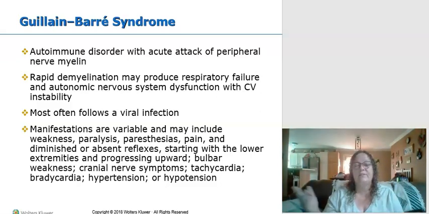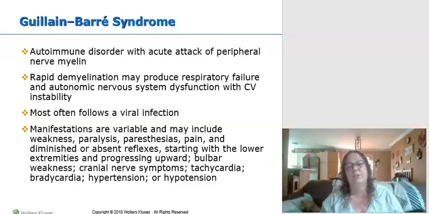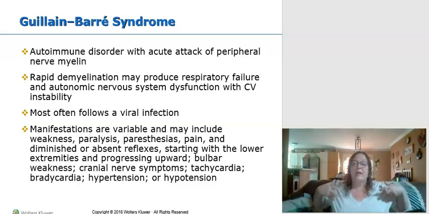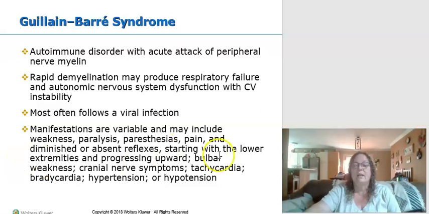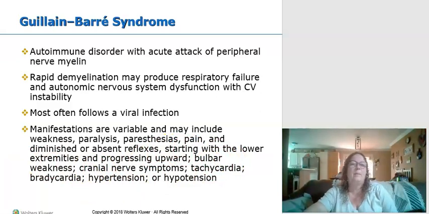The manifestations vary and include weakness, paralysis, paresthesia, pain, diminished or absent reflexes. And again, this is ascending. So it starts in the lower extremities and moves its way up. And it can be relatively mild to extremely severe.